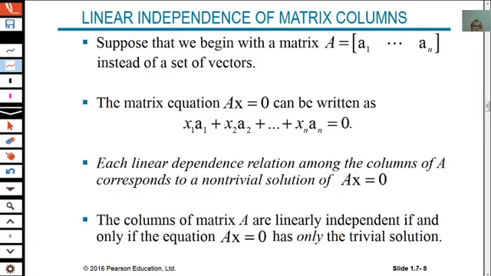So we suppose that you begin with a matrix A instead of a set of vectors, namely we are interested in columns of the matrix. So the matrix equation Ax equals 0 can be written as x1 times a1 plus x2 times a2 and so on up to xn times an is equal to 0. Namely, this is equivalent to the vector equation by using the columns of the matrix A, and we know from the preceding sections the product of a matrix and a vector is the addition of the multiplications of the components of the vector x and the columns of the matrix A you see here, and therefore we obtain a vector equation.